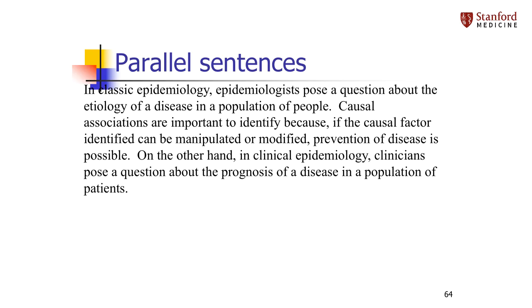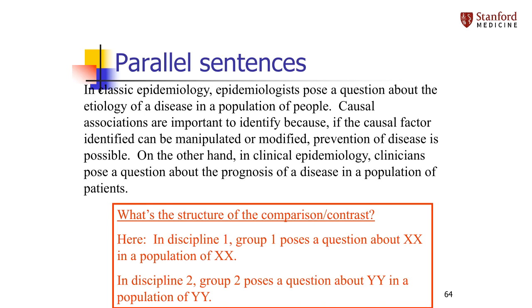a population of people. Well, later on, we get something very similar. In clinical epidemiology, clinicians pose a question about the prognosis of a disease in a population of patients. Notice the parallel structure. What we get is in Discipline 1, Group 1 poses a question about X in a population of people. And that's very similar to what we get later. We get some interim garbage here, but then we get to, in Discipline 2, Group 2 poses a question about Y in a population of patients. So we have this nice parallel structure that's going to help with paragraph flow.